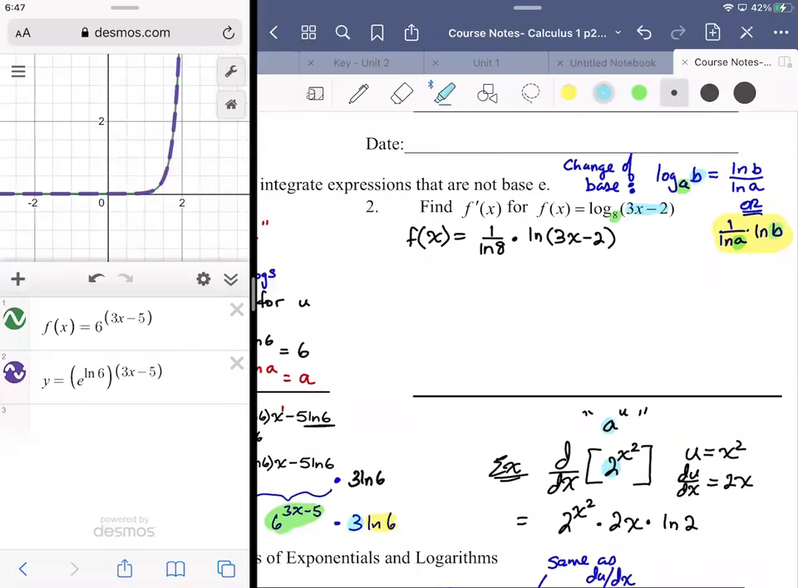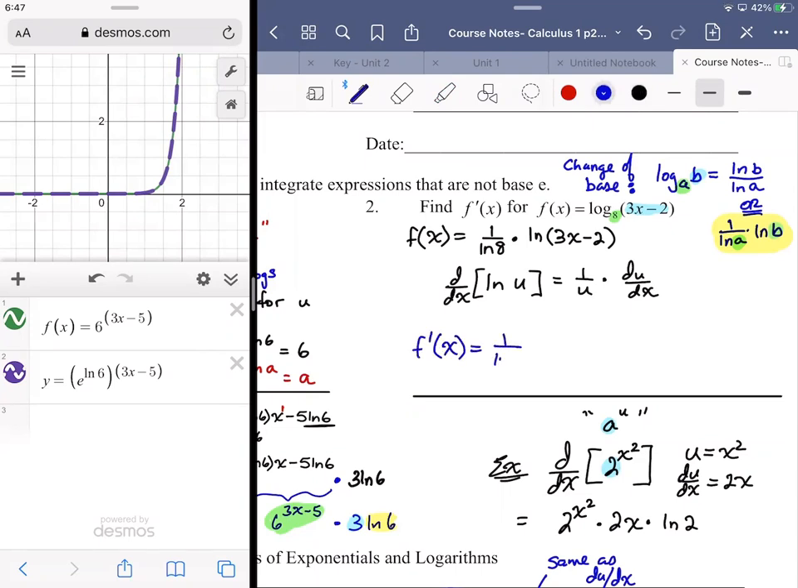So now I just have to find a derivative of it. The rule for natural log derivatives: d/dx of ln of u is 1 over u times du/dx. That 1 over ln of 8, that's a constant multiple. Constant multiples just come along for the ride. So f prime of x would be 1 over ln of 8 multiplied by whatever the derivative of this is.